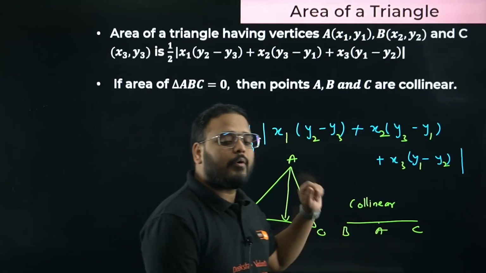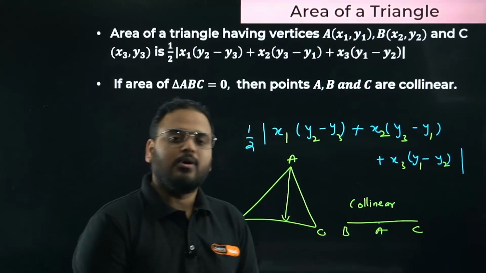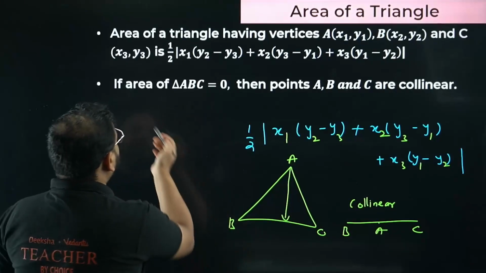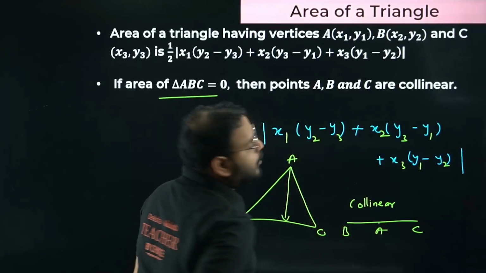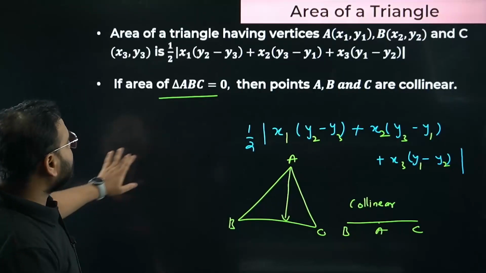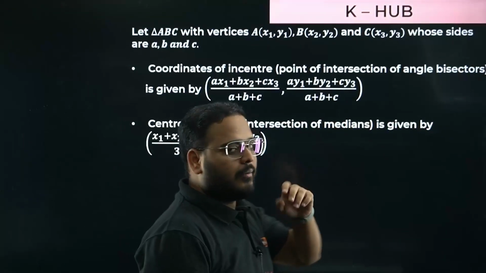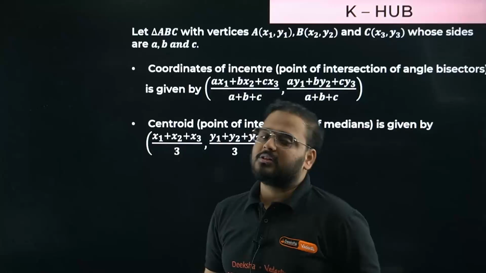So what is going to be the area of this part? Nothing. So 0 simply. Please check here. So the area of a triangle will become 0 if the points are collinear. A lot of questions can be asked on this. If you have seen your boards paper, there are questions on this particular topic.